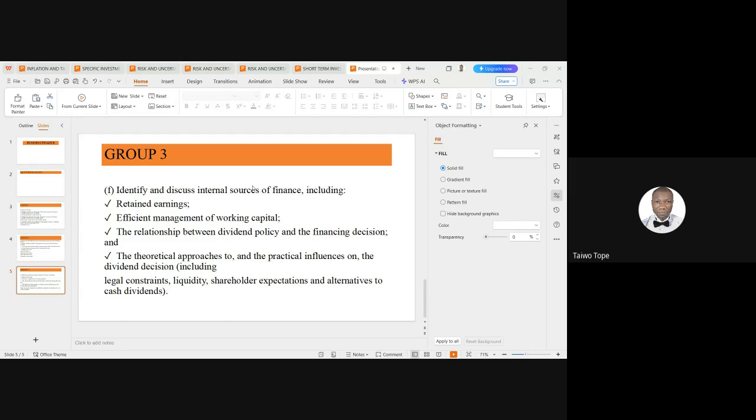So talking about the alternative to cash dividend, some organizations, instead of sending money to their shareholders' accounts or giving out cash as dividend, have other ways in which dividend can be distributed: through share buybacks, through bonus share, through scrip dividend, and the rest of it. So these are ways in which dividend can be given instead of actually crediting the shareholders' accounts with a particular sum of money.